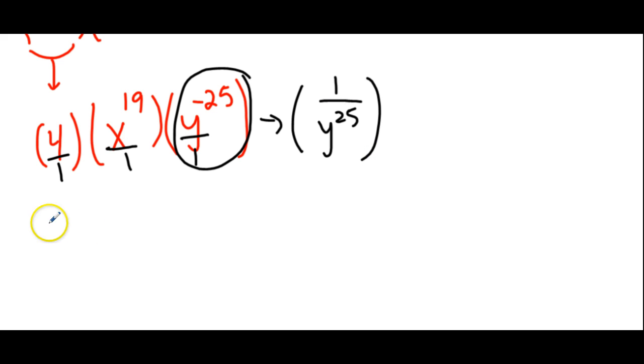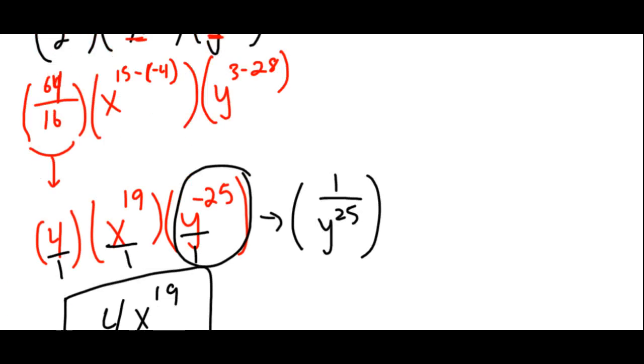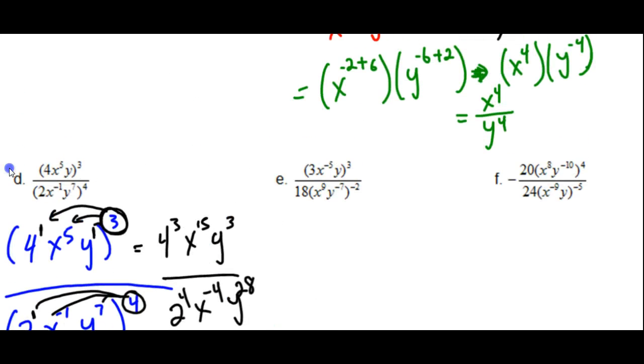Alright, so let's multiply across. We have 4x to the 19th on top because they're positive, they don't move, they stay the same. Since this was negative, we changed it, so this actually goes on the bottom to the 25th. Alright, I know it's a long process, but hopefully you guys followed along.